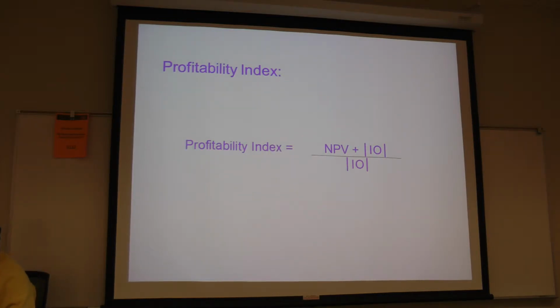So here's the formula to calculate the profitability index. In the numerator, you have the net present value plus the absolute value of the initial outlay. And all of this is divided by the absolute value of the initial outlay.